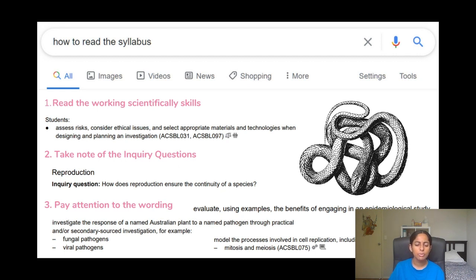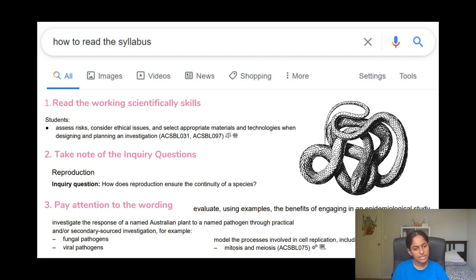So look at the content side of it. This is really just looking at designing and planning an investigation. So it's looking at things like methods. What materials are you choosing? Have you done a risk assessment? And have you assessed that risk assessment, as in, have you analyzed the risks and made a judgment on it? These are the things you'd have to consider in a working scientifically skill dot point, because they're not only tested in your practical exams, but ultimately they're also tested in your trials as well as your HSC.